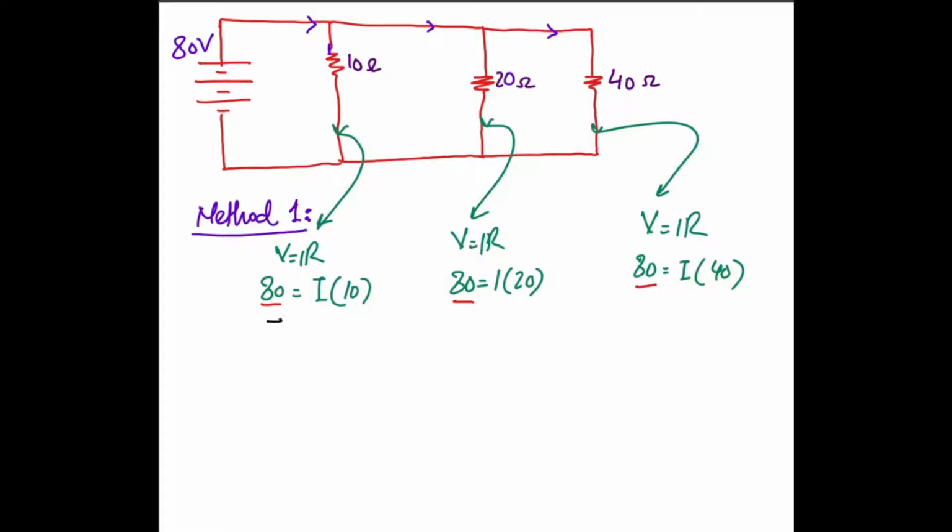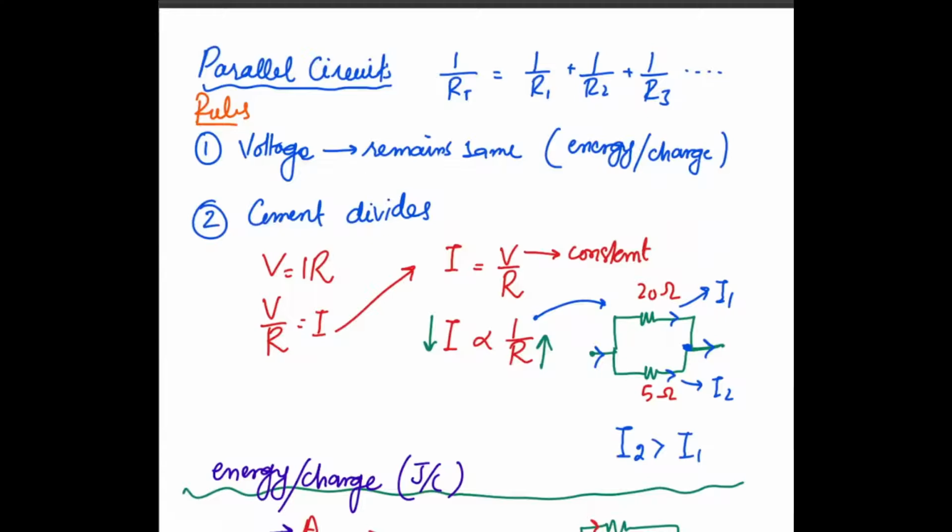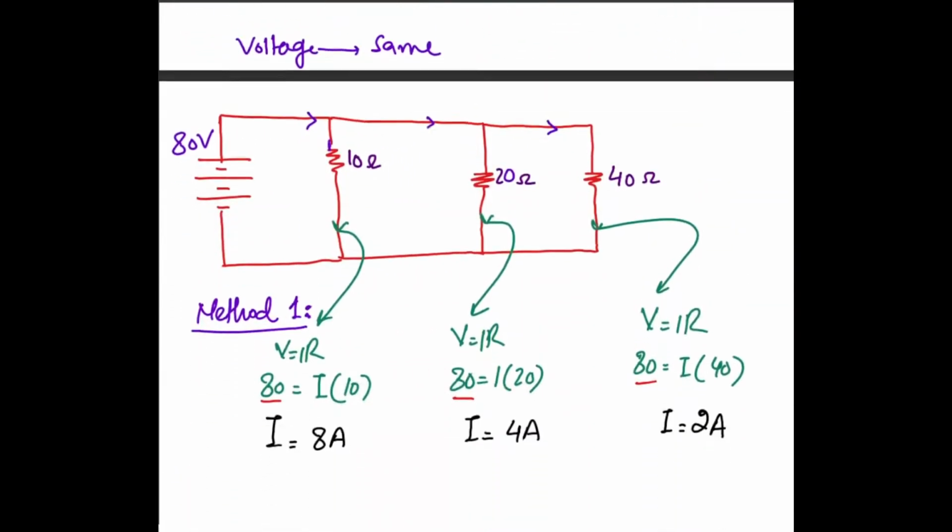Okay, so the current in the first branch is going to be 8 amperes. The current in the second branch is going to be 4 amperes, and the current in the third branch is going to be 2 amperes. Now, let's go back to the second rule that we did for this topic. The second rule was that the current divides, and the idea is that resistance and current are inversely proportional. Do we see that happening over here?